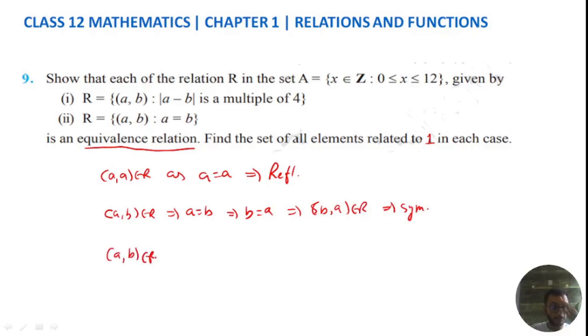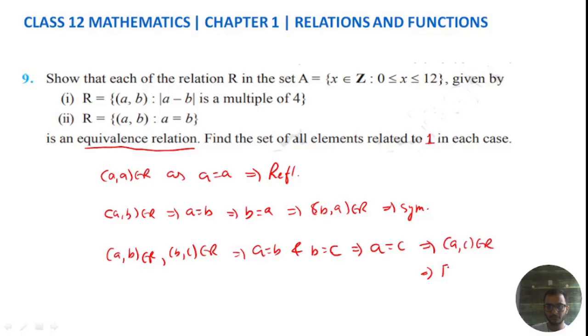Now let's show transitive. a comma b belongs to R, b comma c belongs to R, which imply a equals b and b equals c. This will imply a equals c, and this will imply a comma c belongs to R. This implies it is transitive. So are we done? Yeah, we have shown reflexive, symmetric and transitive. So the relation is an equivalence relation.